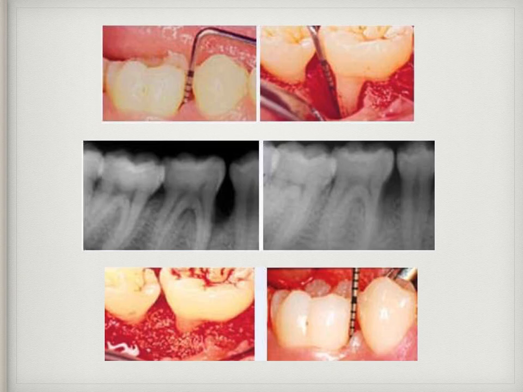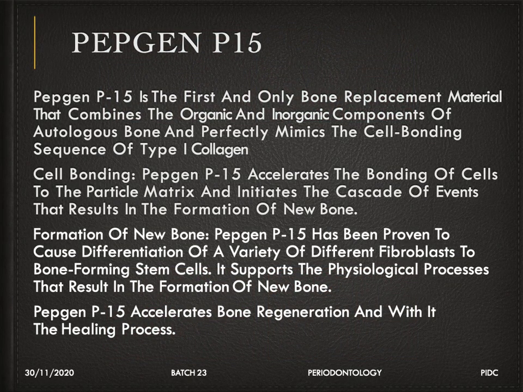You can see the radiograph, the preoperative and postoperative. There is some amount of bone fill that happens over a period of time. The next material is PepGen P-15. PepGen P-15 is the first and only bone replacement material that combines the organic and inorganic components of the allogenous bone and perfectly mimics the cell binding sequence of type 1 collagen. So basically this is a material which mimics the normal regular bone.